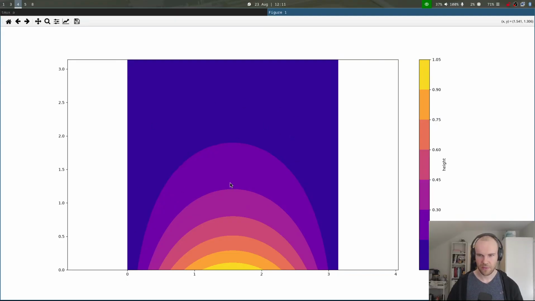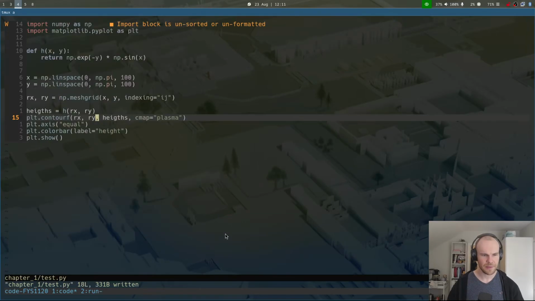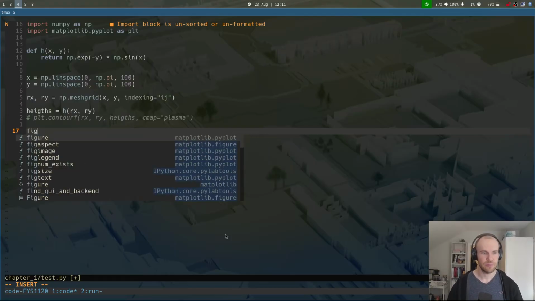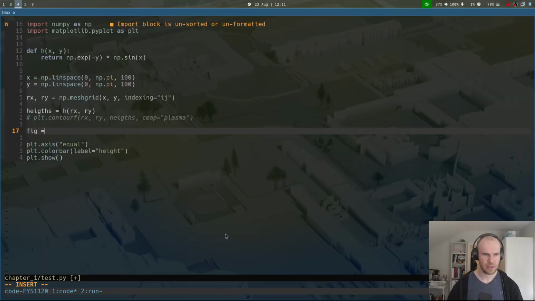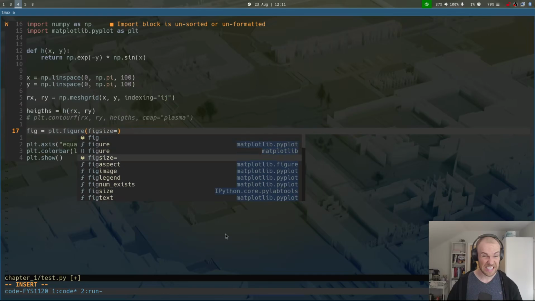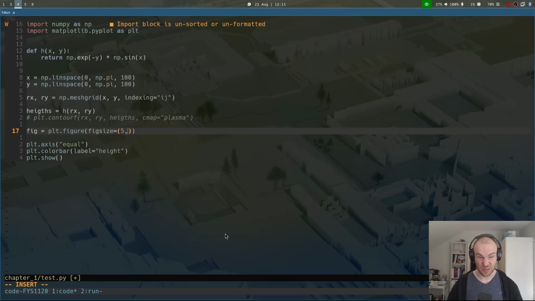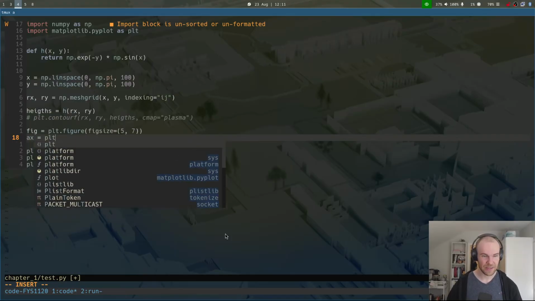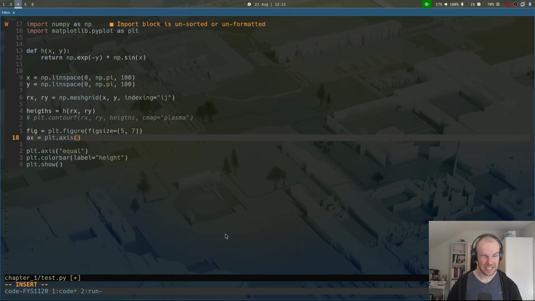Perfect. Very good. Okay. Now, this one is harder to remember. We can remove this away. The three-dimensional plot is hard to remember. It was figure. I can say fig is equal to plt.figure, right? With figsize, I think he had something like 5, 7, right? And then ax is plt.axes, and I want it to be three-dimensional.